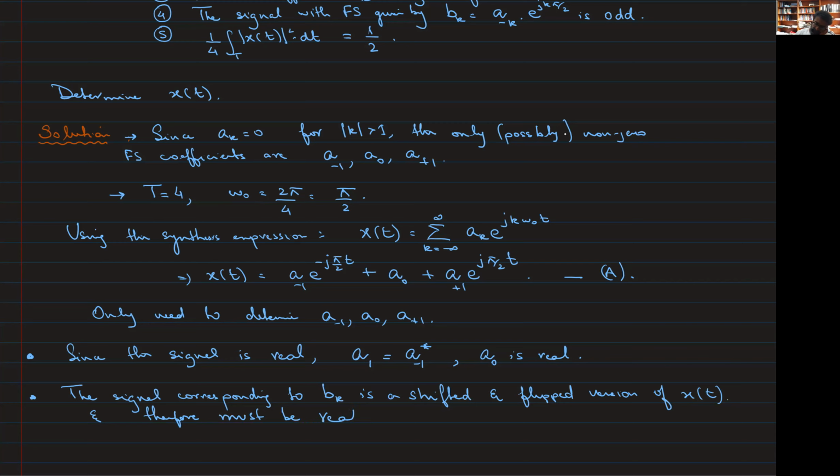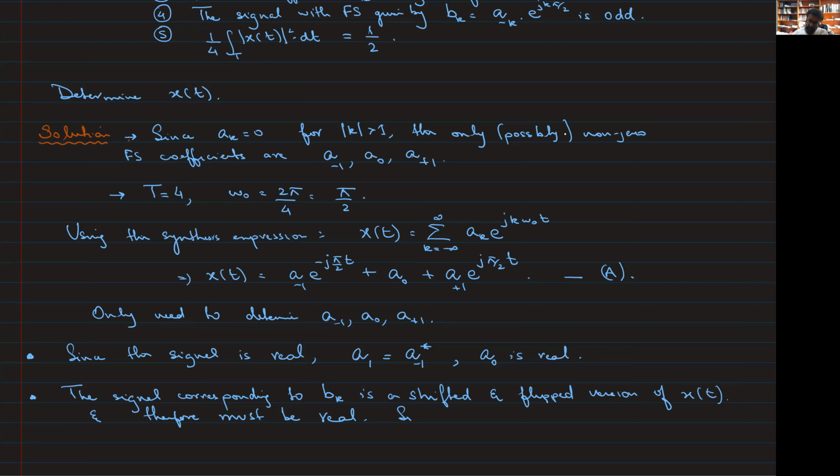Right? So if b k equals e raised to j k pi by 2 times a of minus k, that means the new signal which has Fourier series coefficients b k relates to x of t through a time reversal operation and a time shifting operation. I know that if the original signal x of t is real, flipping it and time shifting it still maintains its real nature. So the new signal will also be real, and therefore b k must also satisfy conjugate symmetry properties, right? But we also know that this signal is odd.